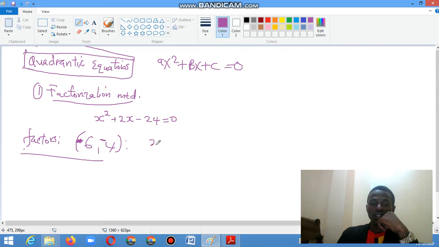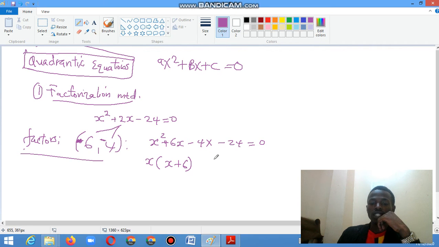So you don't write x squared plus 2x, but instead we substitute these factors: plus 6x minus 4x, then minus 24 is equal to 0. Here you can factorize the common factor out of x squared plus 6x. The common factor is x. I take it outside and get x plus 6, the term that remains within the brackets.